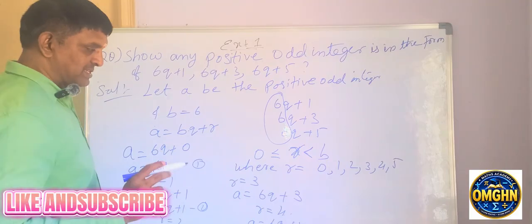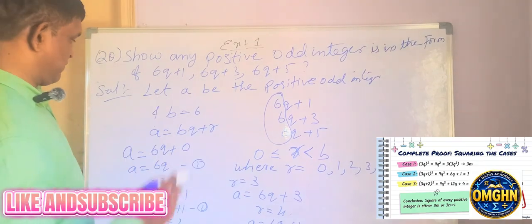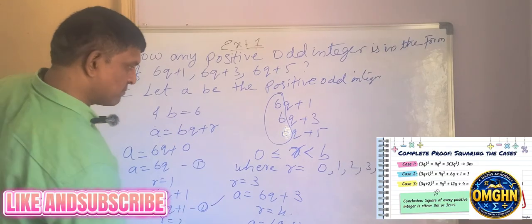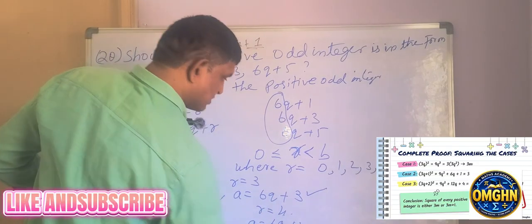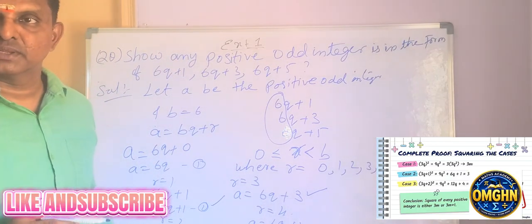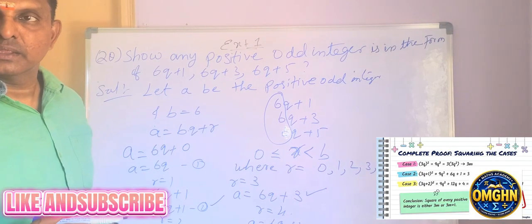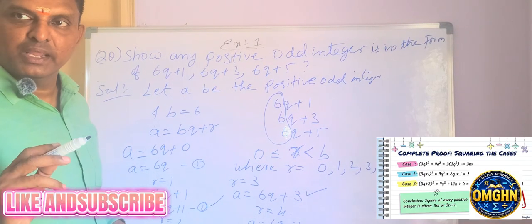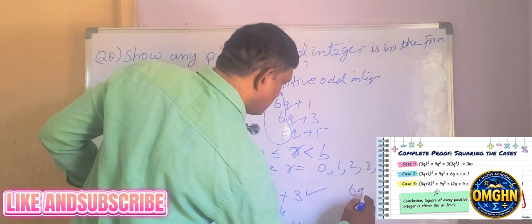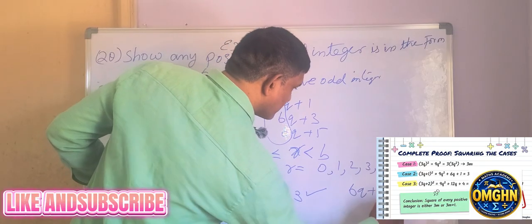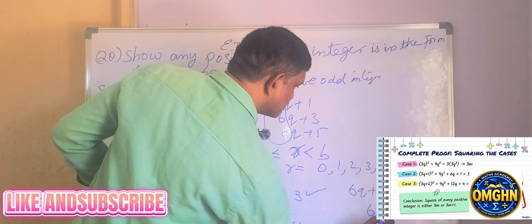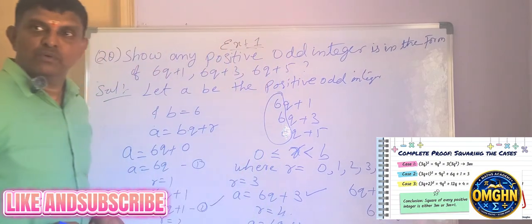Okay. Now in this sum, he is asking first odd. Odd means this one, this one, this one. So others are even numbers. So we should not take those even numbers. Therefore, odd integers are only 6q plus 1, 6q plus 3, 6q plus 5. Okay students, understood?